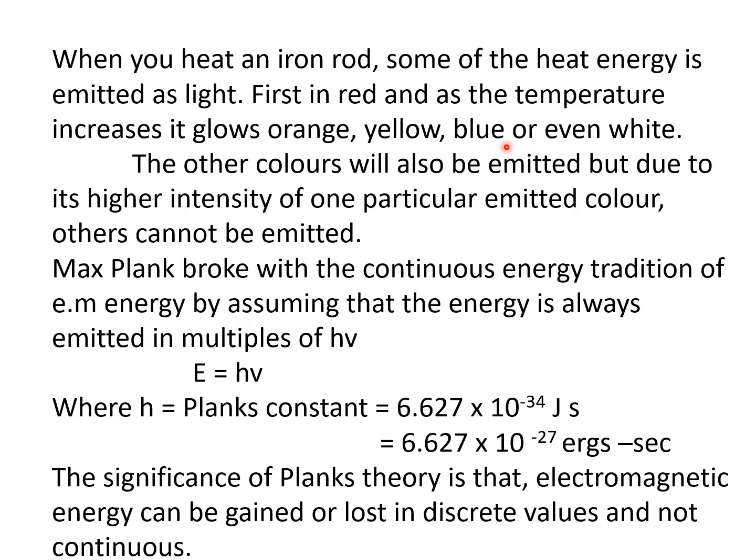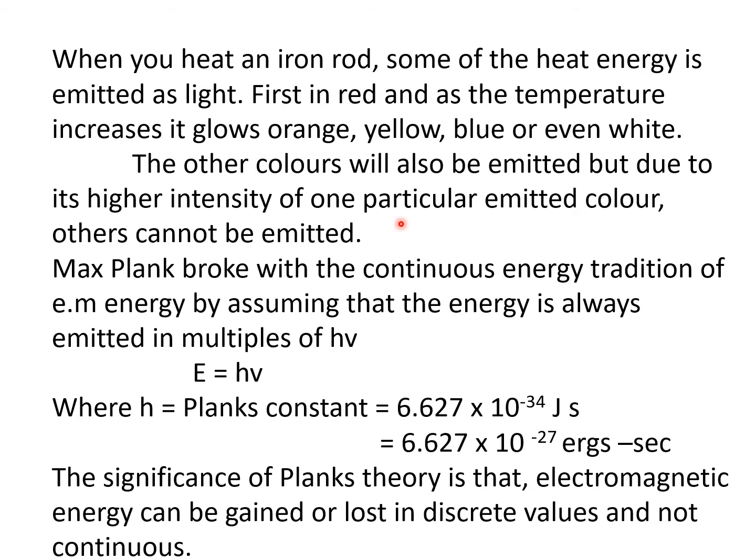So here, when you are able to see a particular color, the other colors are also emitted. Like at first, when you are seeing the red color, at that instance, even other colors are also emitted. But due to the higher intensity of one single particular emitted color, the others cannot be seen. Other light waves are not seen.